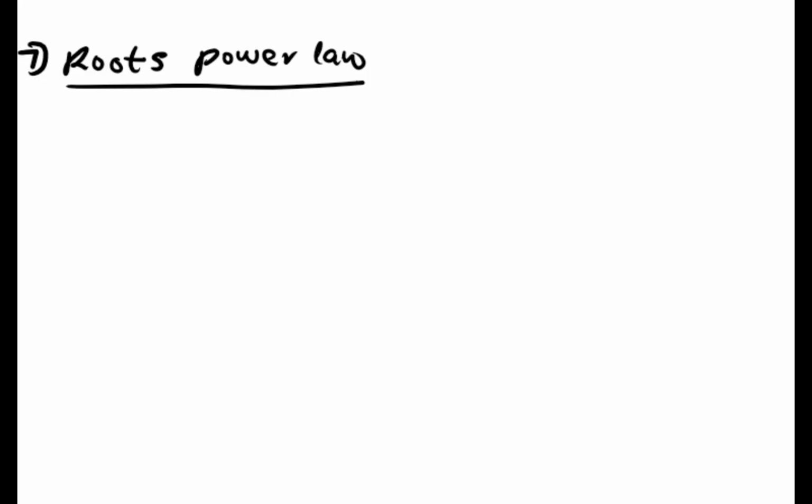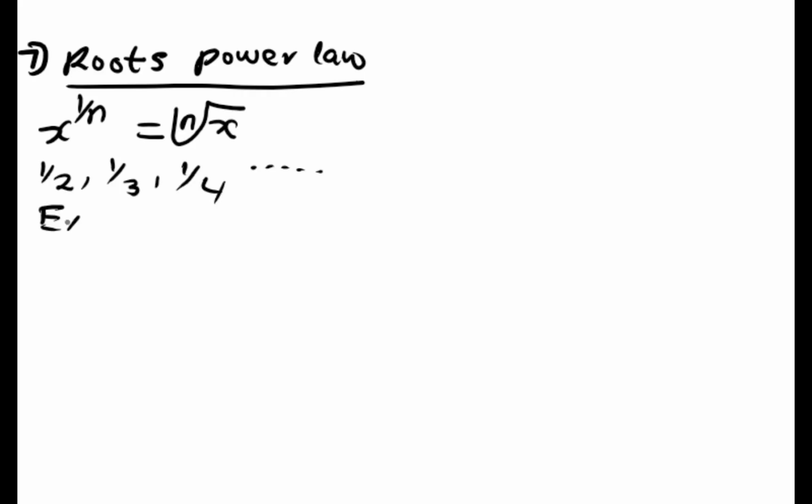The seventh law of indices is the root power law. This law says that when you have a number raised to a given root, all you need to do is find the root of that particular number. For instance, if you have x raised to the power of 1 over n, all I need to do is find the nth root of x. Of course, we have different types of root: square root, third root, fourth root, and so on. Okay, let's take examples.